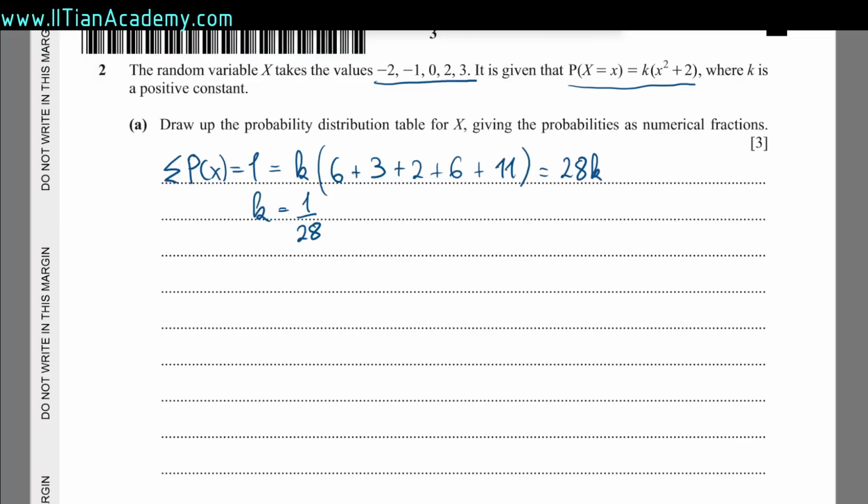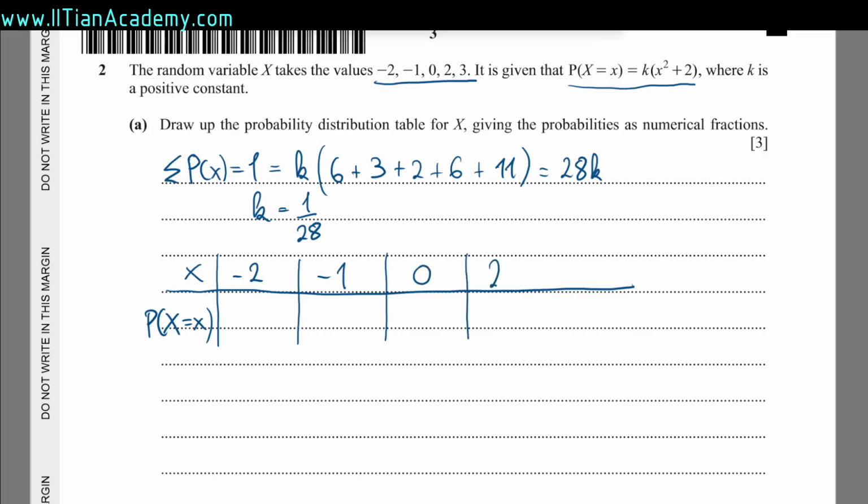And then we can make a nice little table here. I can make a column for the x value and a column for the probability. As we have seen, these are all of these probabilities, and these are all the x values. We just have to multiply all the probabilities by k. So the x values go -2, -1, 0, 2, 3. And then we just plug in these x values into the probability function.